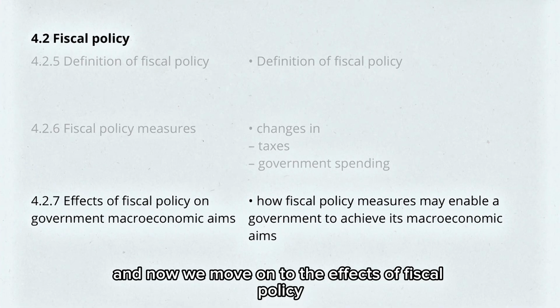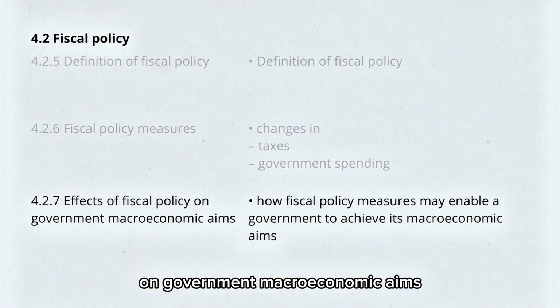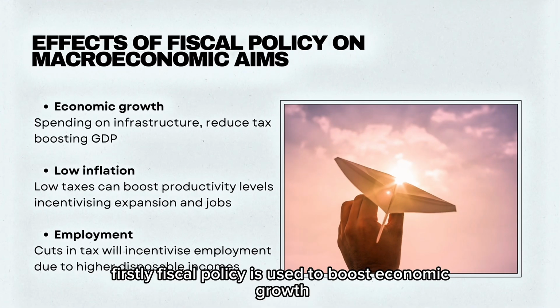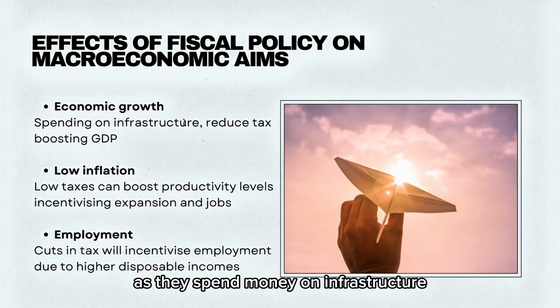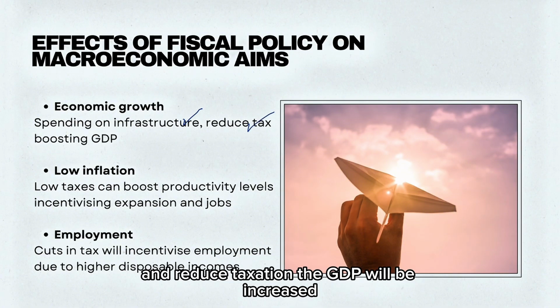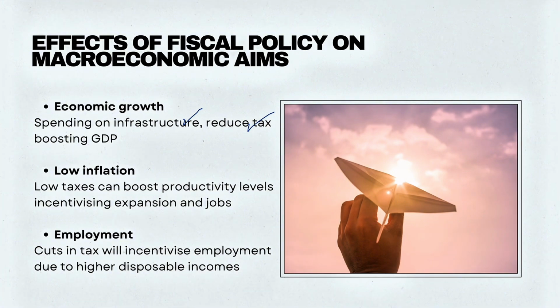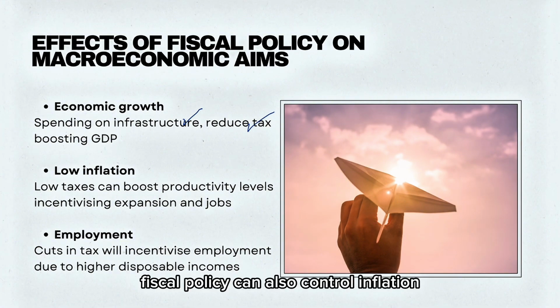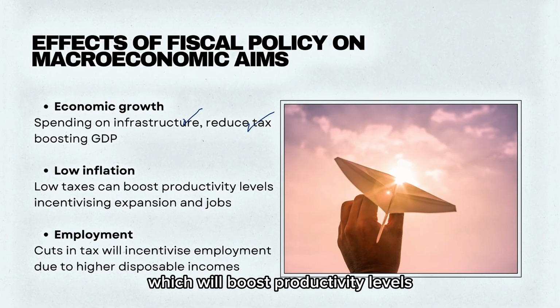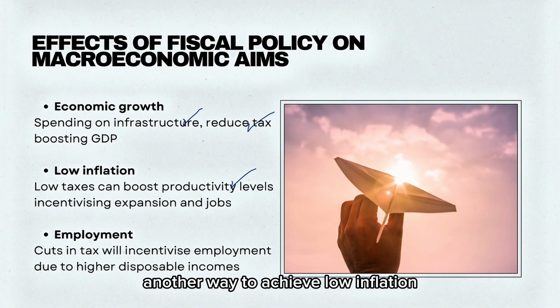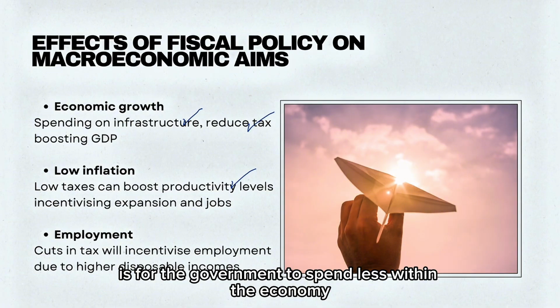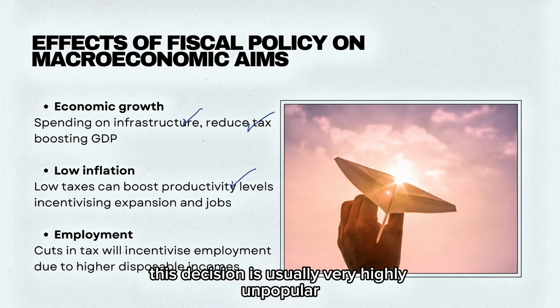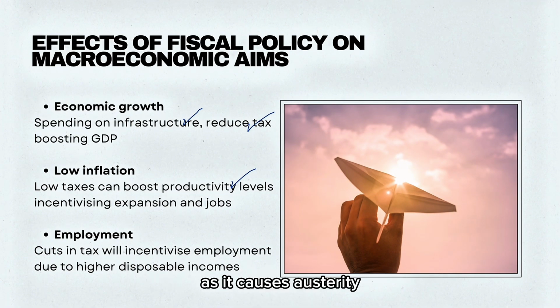And now we move on to the effects of fiscal policy on government macroeconomic aims. Firstly, fiscal policy is used to boost economic growth. As they spend money on infrastructure and reduce taxation, the GDP will be increased. Fiscal policy can also control inflation, as they can set low taxes which will boost productivity levels, incentivizing expansion and jobs. Another way to achieve low inflation using fiscal policy is for the government to spend less within the economy. This decision is usually highly unpopular as it causes austerity.